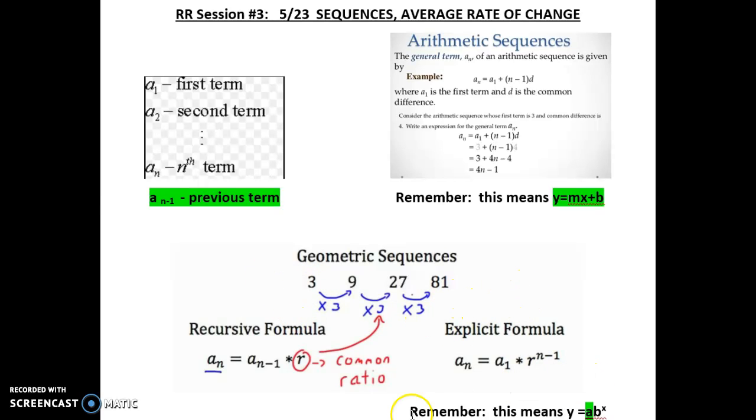So this equation for this particular problem would be a sub n equals, and then the y-intercept is 1, and then it would be times the growth rate, which in fact is 3, and then it would be to the exponent of x.